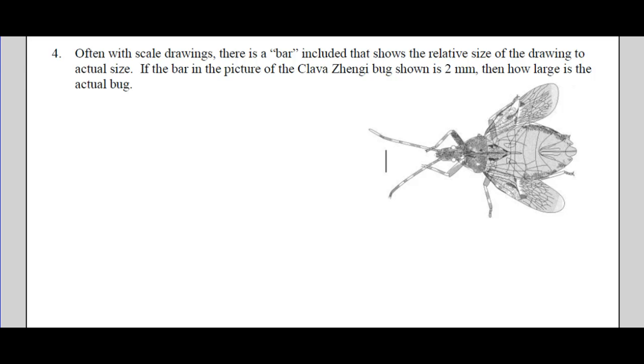Often with scale drawings, there's a bar included that shows the relative size of the drawing to actual size. If the bar in the picture of the Clava-Zengi bug shown is 2 millimeters, then how large is the actual bug? So this bar is 2 millimeters. That indicates that on the drawing, that length is 2 millimeters. So what we have to do then is measure the bug.